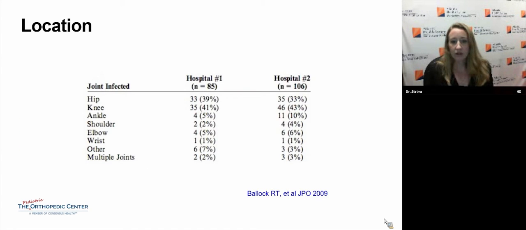Okay, where does this happen? Most often it happens in the hip and knee. This is from one study looking at 2 different hospitals, and both the hip and knee were most commonly affected, but it can spread to the ankle, shoulder, elbow, wrist, and it can be in multiple joints, and that's more likely to be in those neonates.